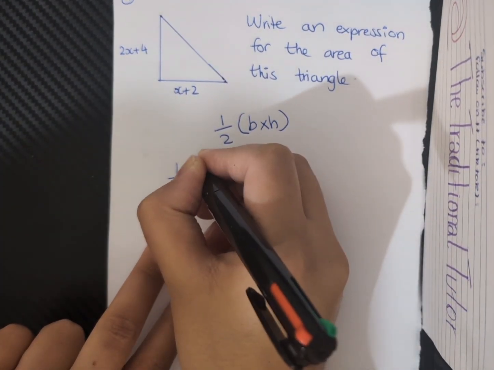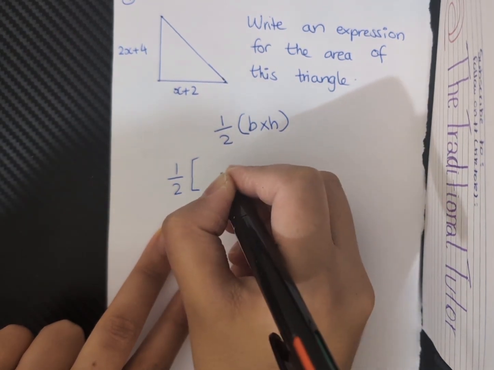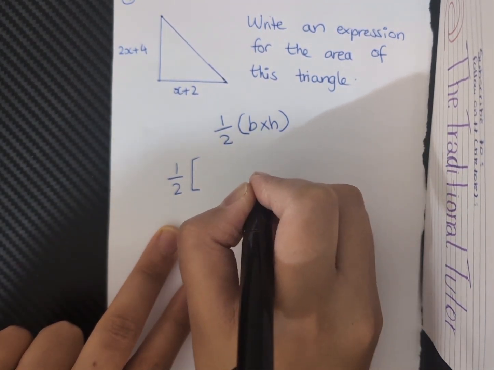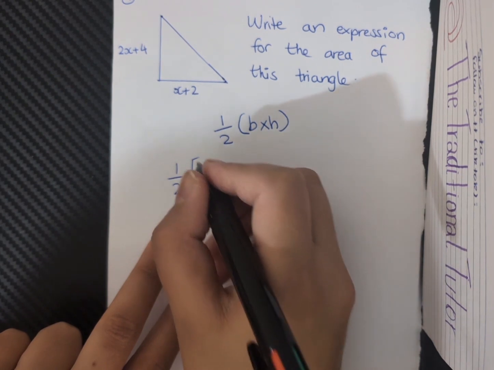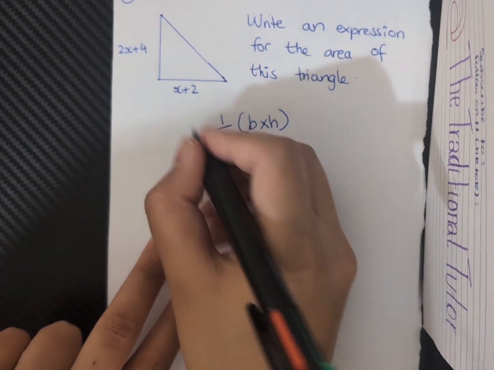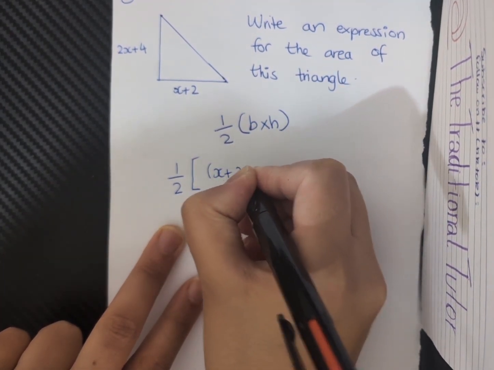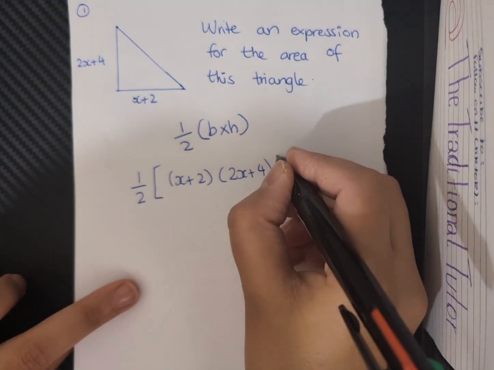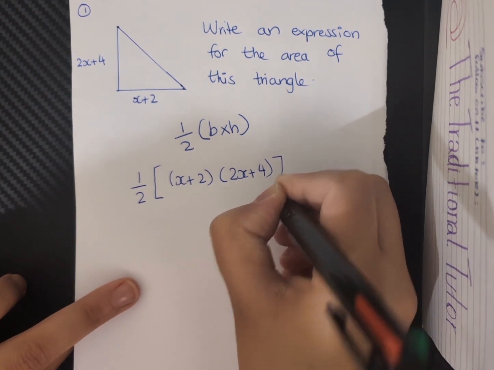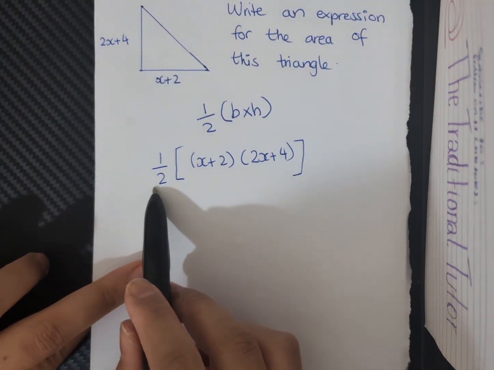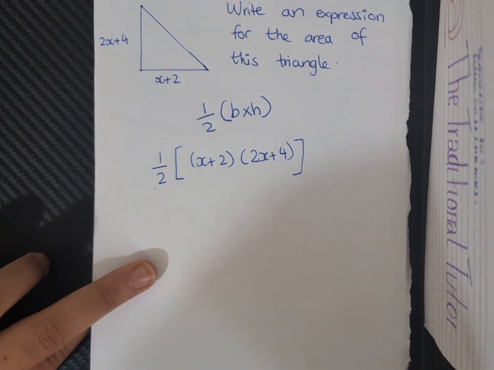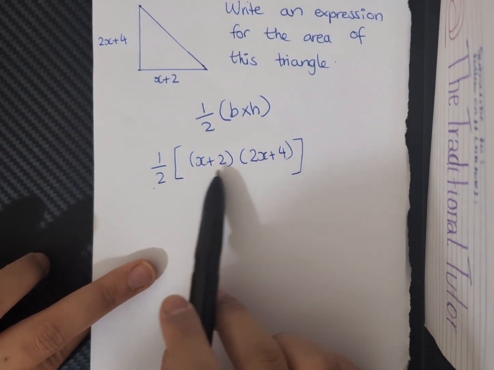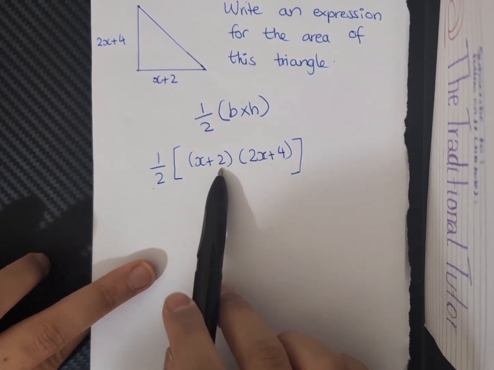So I'm going to write that out. I've got a half, and I'm going to use square brackets because otherwise I'll have lots of brackets and it's easy to get confused. So I need to do half of my base, which is x plus 2, multiplied by 2x plus 4, and then I close my brackets because I need to remember to halve my expression afterwards. So let's deal with what's in the square brackets, expanding these two double brackets.